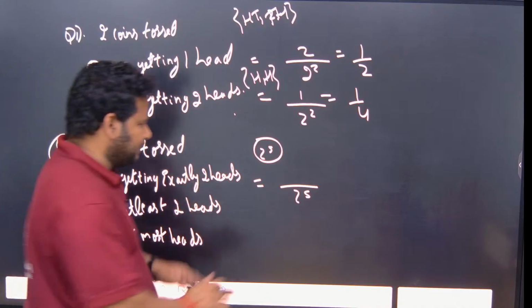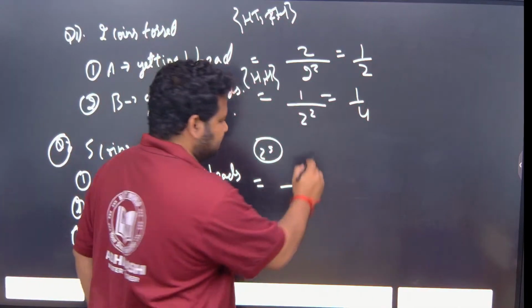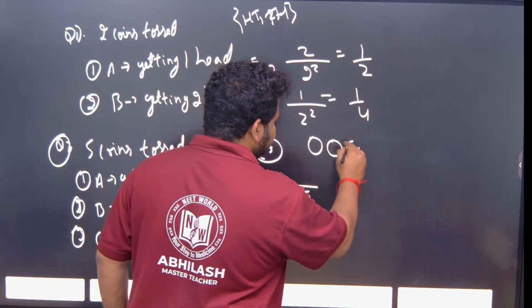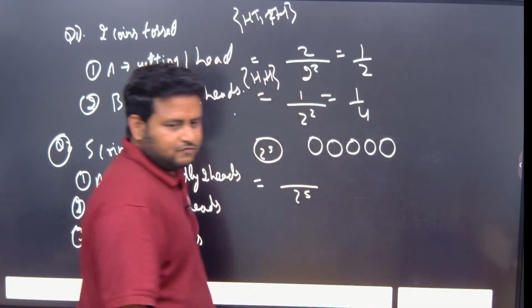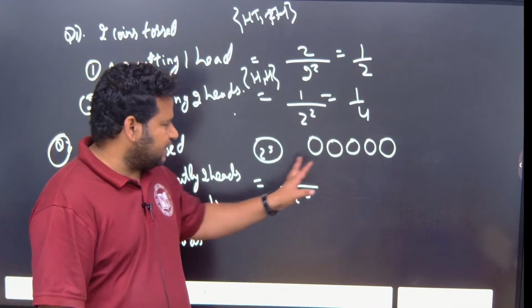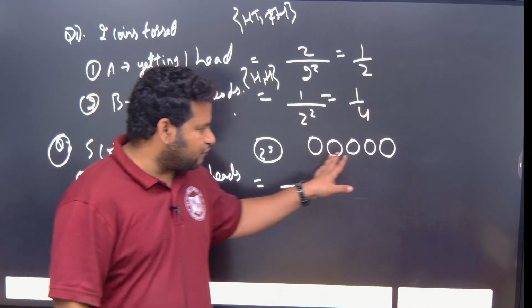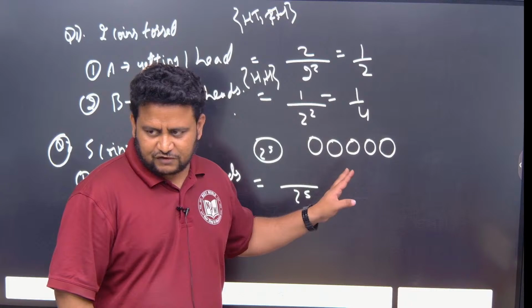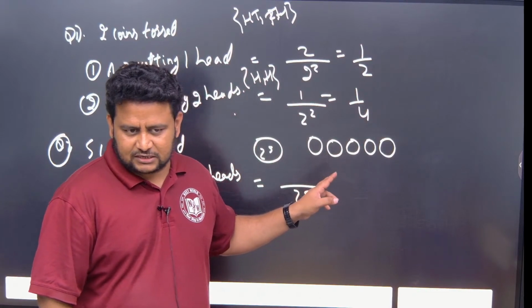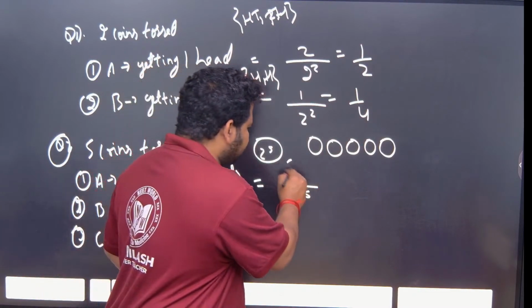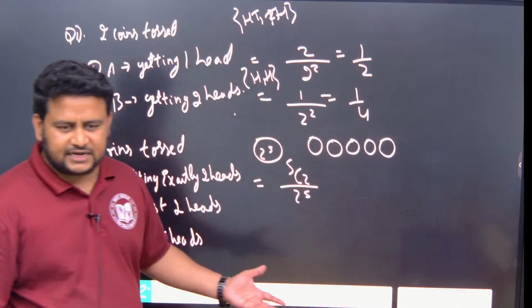So, listen carefully. You can do this in various ways. Now, how many coins are there? 1, 2, 3, 4, 5. Out of these 5 coins, I need exactly two heads. Out of 5, I need 2. So, I have to select where I am getting 2. So, this will become 5C2. I can write it directly as 5C2.